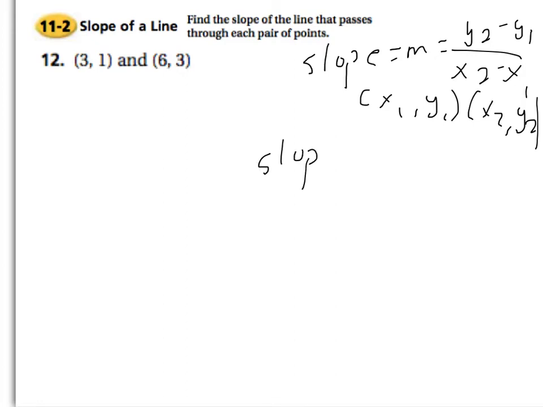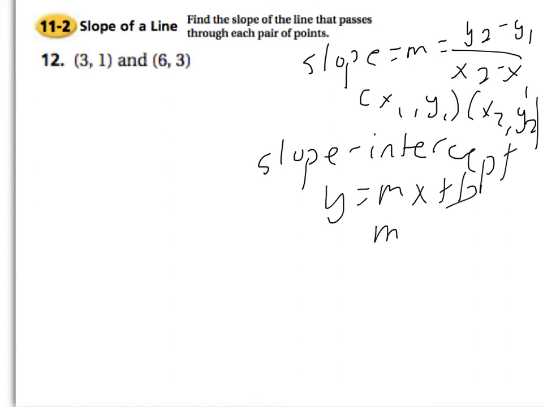Slope intercept is y equals mx plus b. For this one, you need to know a slope and you need to know a b. M is slope, b is your y-intercept. That's where it hits the y-axis.